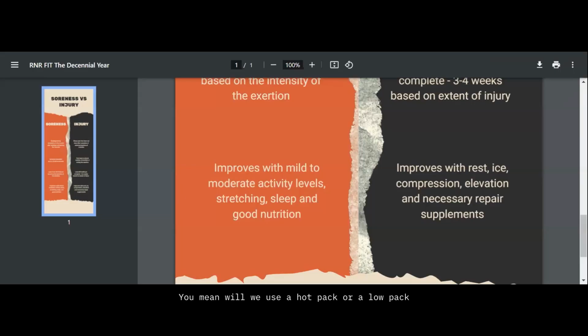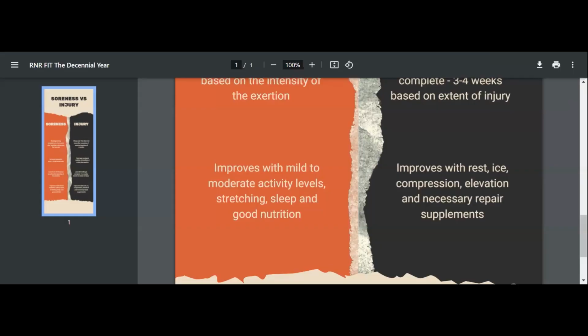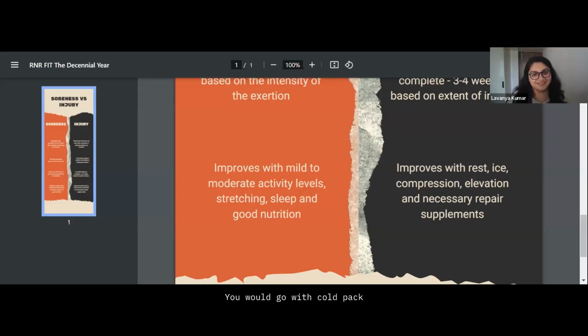You mean will we use a hot pack or a cold pack? Is that what you're asking? Yes. What would you use, hot or cold? Yeah, cold pack, I would also go with that. You would go with cold pack. Okay. Why?